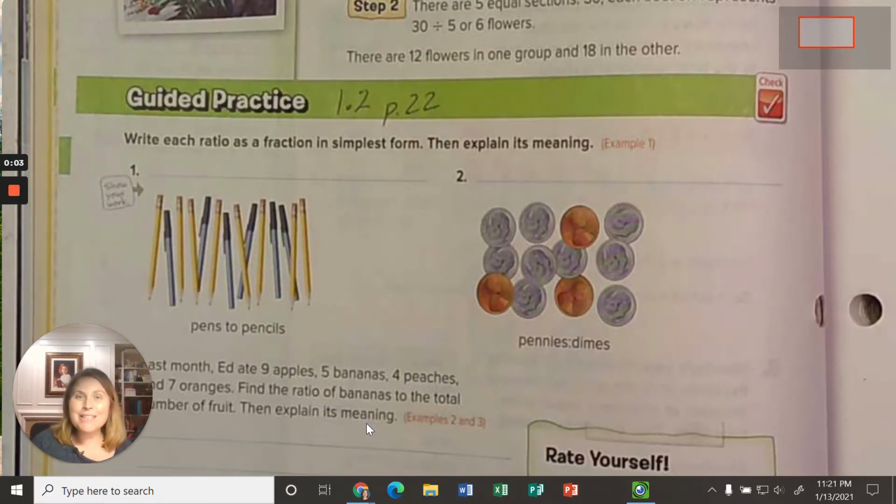Hi, sixth graders. Today we are looking at Chapter 1, Lesson 2, Guided Practice, which is on page 22. And we're going to do some more sample problems together before you work on the problems independently for homework. So a little bit more practice together. Write each ratio as a fraction in simplest form, then explain its meaning.